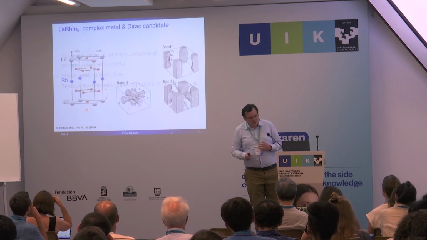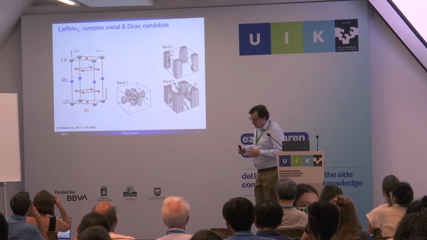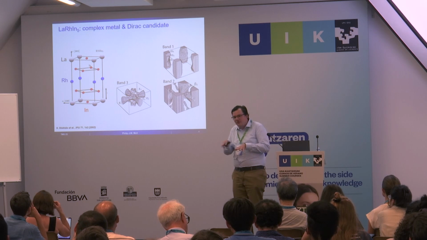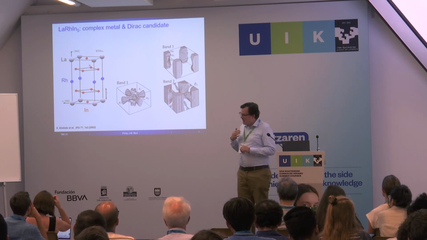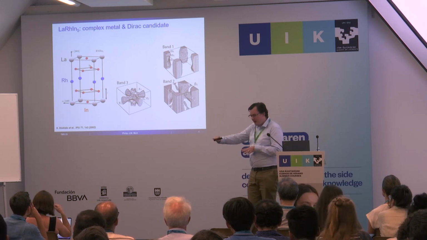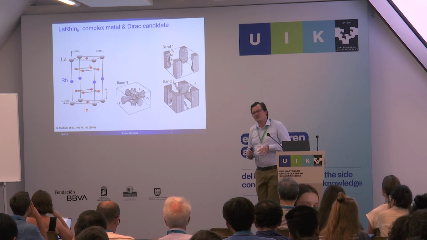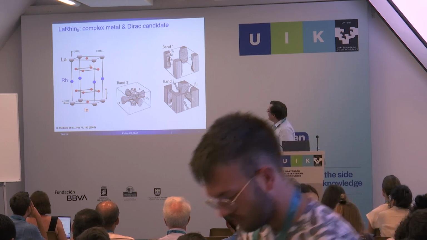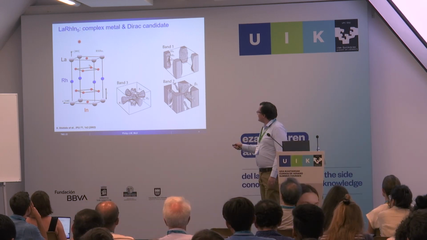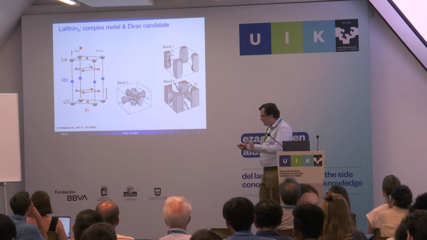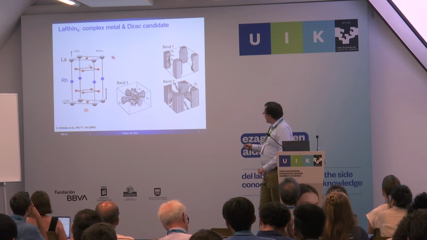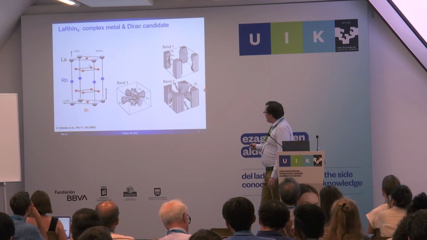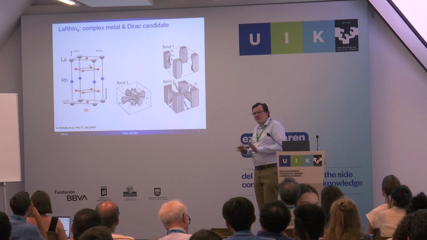I'll start this with a somewhat historic overview of my own entrance into this field. I came from somewhat of a different path. I got really interested in this on a material that people mostly study in the heavy fermion community. It's lanthanum rhodium indium 5. It's a really complicated metal. Forget everything I'll tell you, it's not important. The most important thing is that this is very complicated, and it's complicated for trivial reasons.